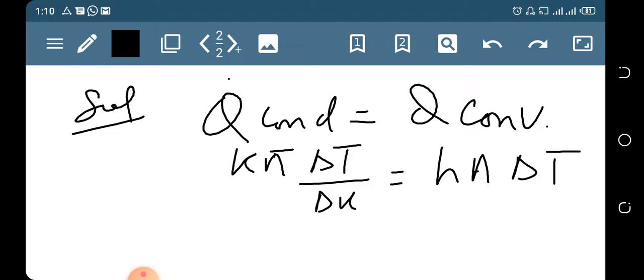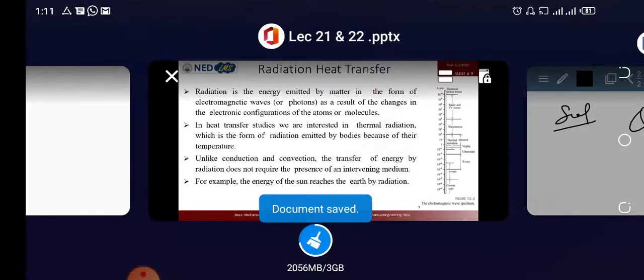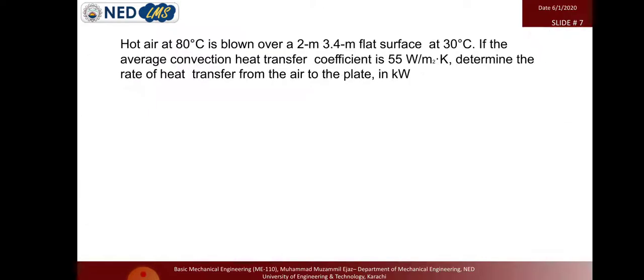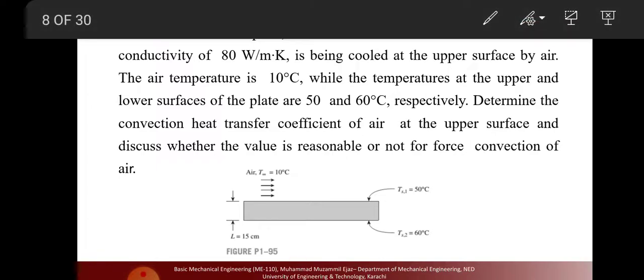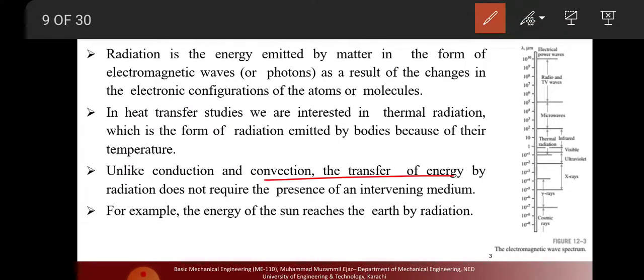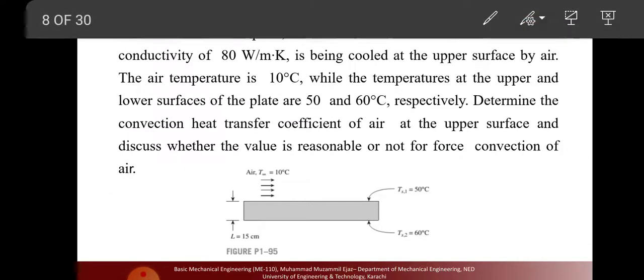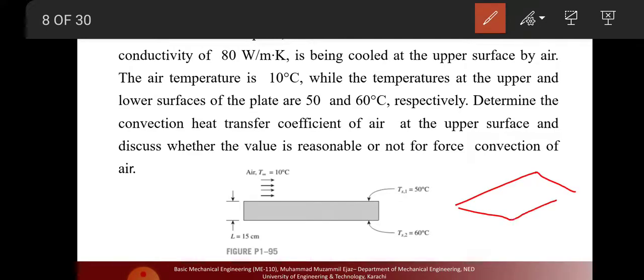So in both formulas we find that the area of the plate is the same. The surface area, this is basically the side view. If we draw this, this is the side view, and this is basically the plate.